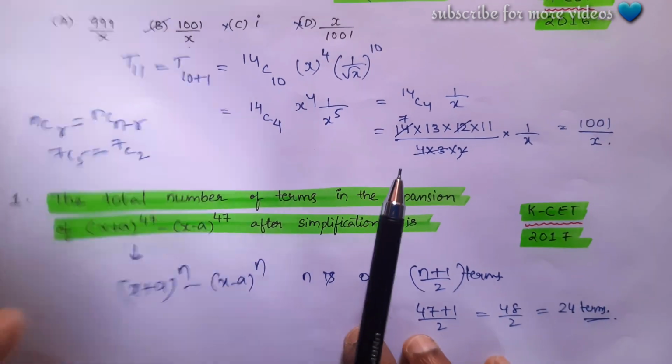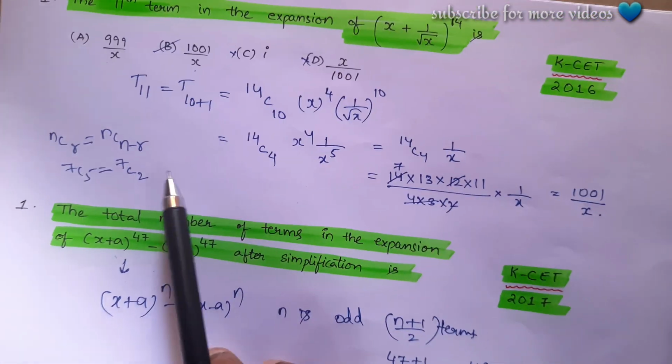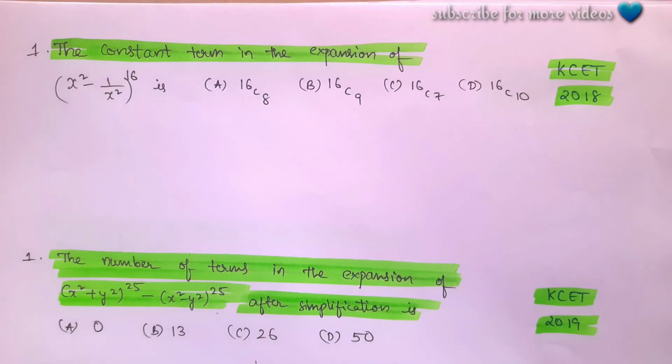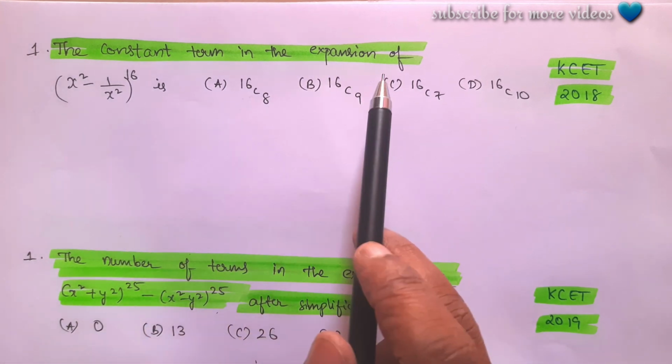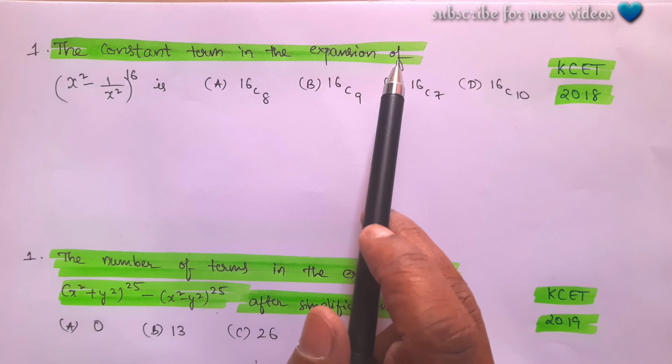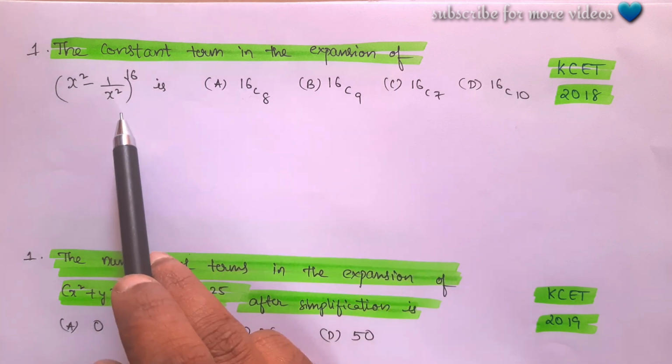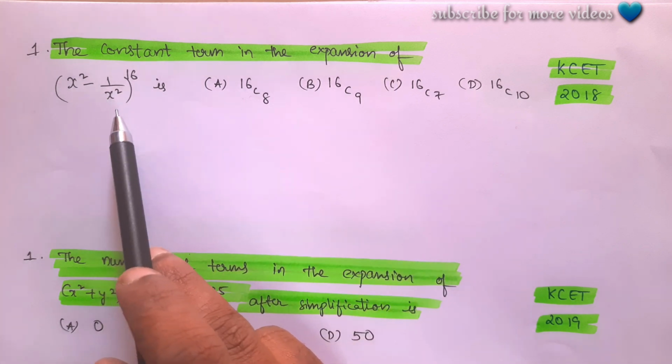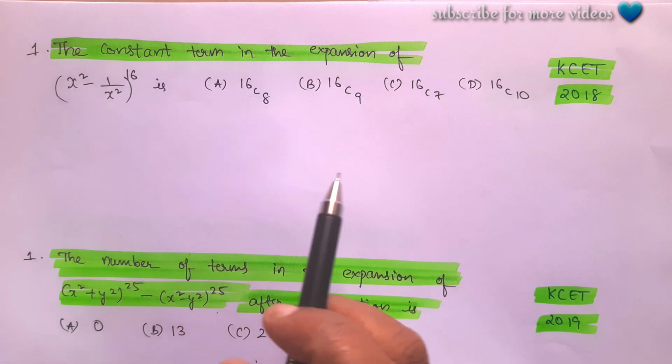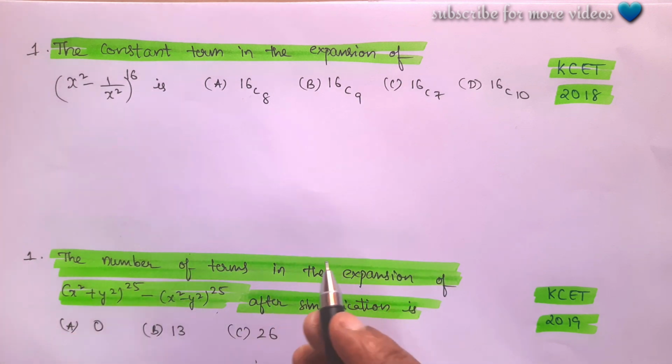Okay, next we'll move to the 2018 question. Next it is the 2018 question. They asked to find the constant term in the expansion of this. Constant term means the x value should not be there. Like that we need to find the term which has only constants. To find that, first we need to write the general term.